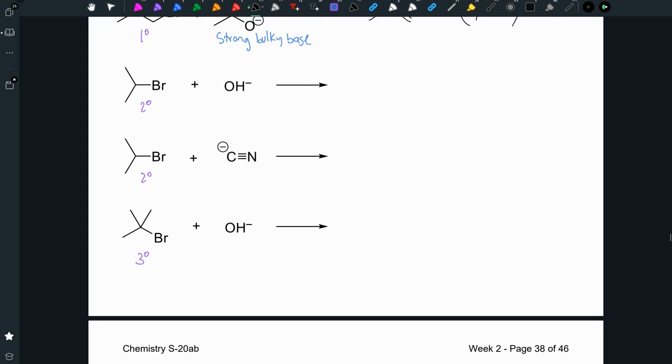All right, I'm going to skip the secondary cases because those are the grayest areas. I'll go to the tertiary case. I know in a tertiary case, I can't have SN2. So as long as I have a strong base, I will do E2. So here I have OH minus, which is a good nucleophile, but also a strong base. Since my substrate is tertiary, I expect this to be mostly E2.